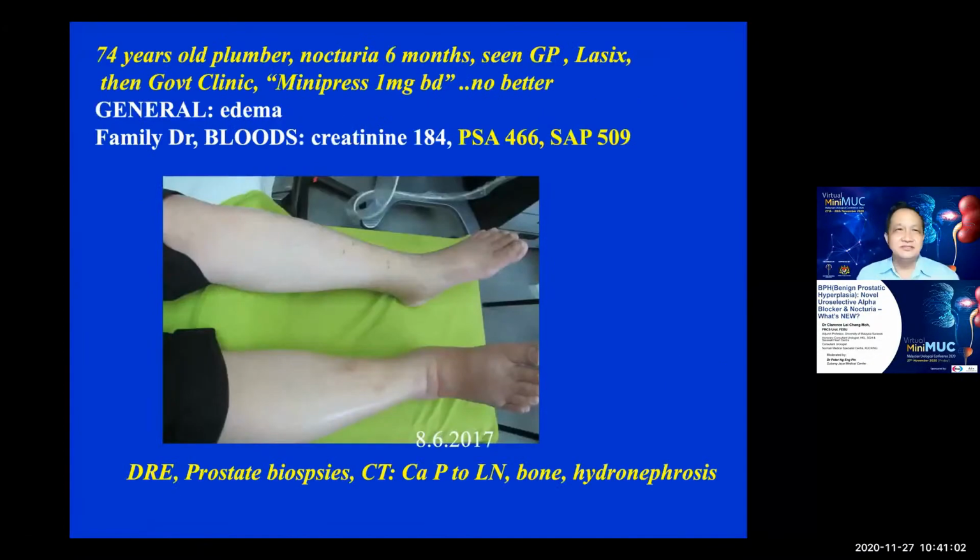This is another patient. He's 74 years old, a plumber. You know, they always say that urologists are just high-class plumbers, but actually plumbers can earn more than some of the younger urologists. They earn more and have a better lifestyle. So he had nocturia for 6 months. These are real-life cases. I'm sharing some real-life cases.